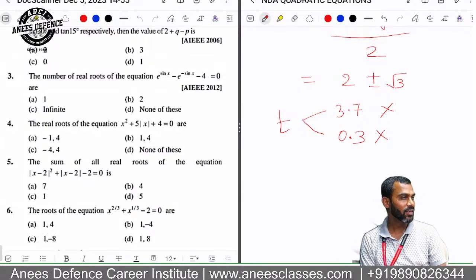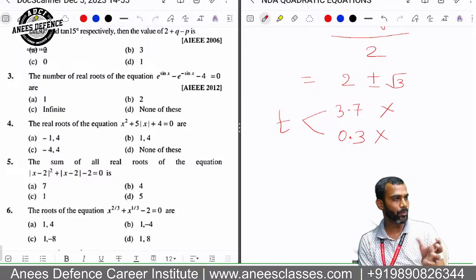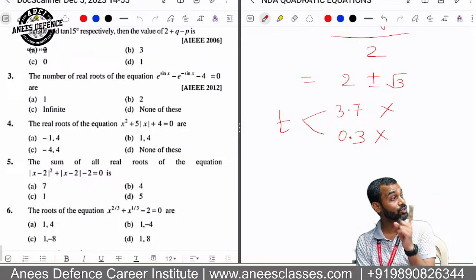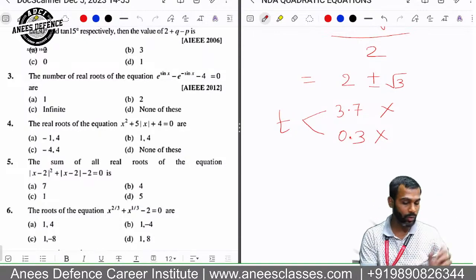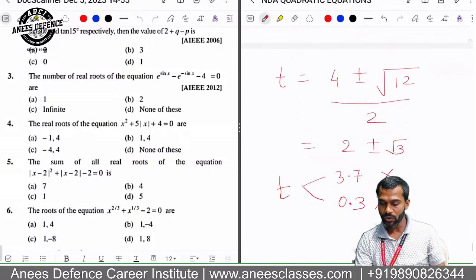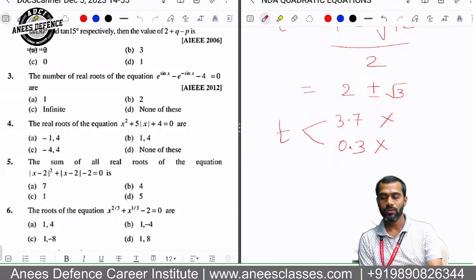What did we get after doing all this? None of these. So there is none of these, and zero solution is not written. Answer would be none of these and there will not be any solution. What is the value of t coming? 3.7 and 0.3 approximately. And t is what? e to the power sin x. And the range of e to the power sin x is 0.34 to 2.7. And both the values of t do not lie in the interval. Yes or no? Please note it down.